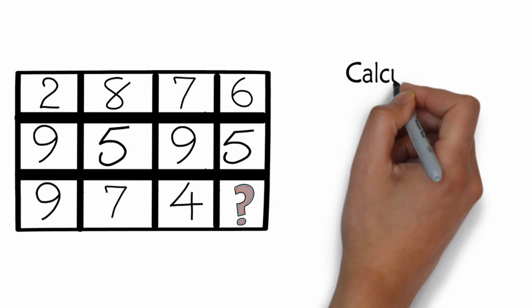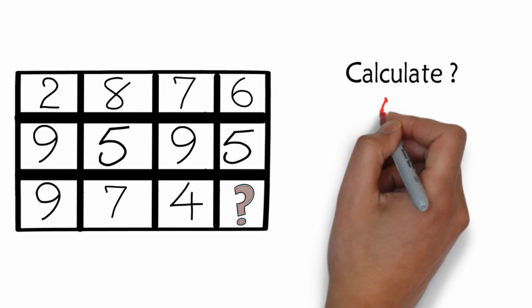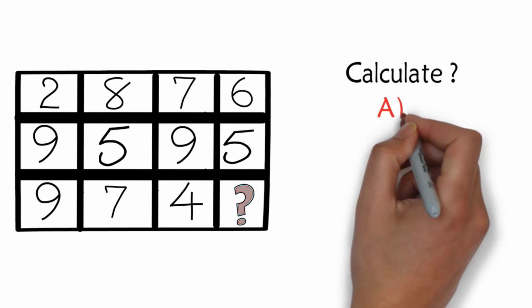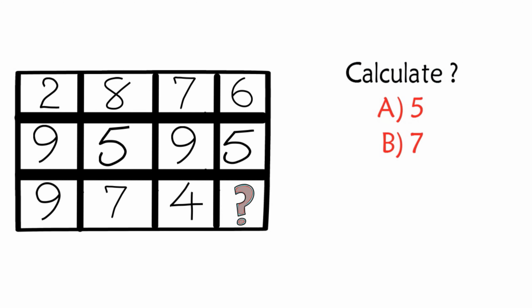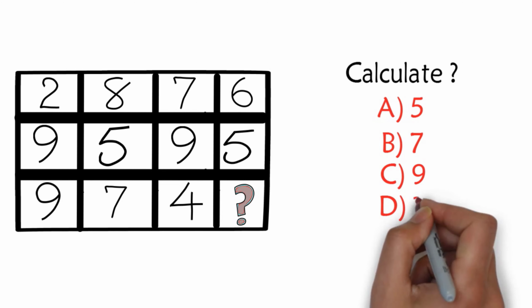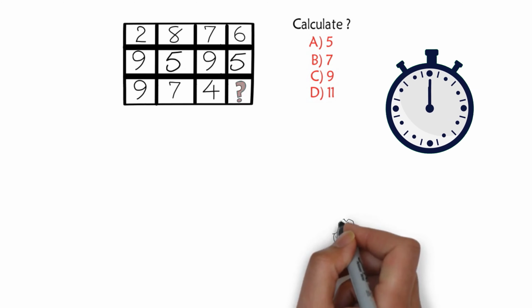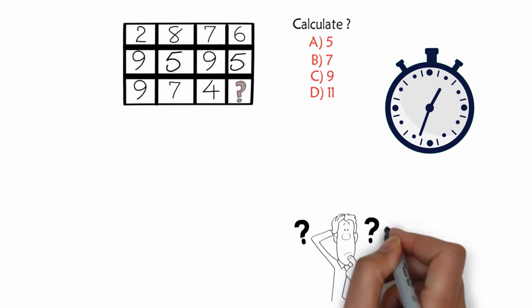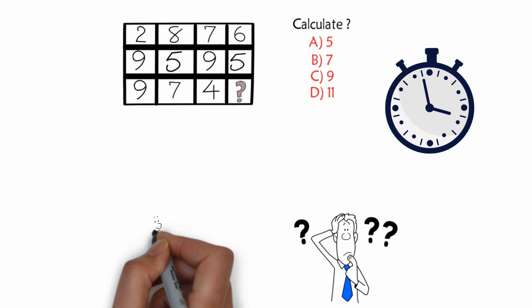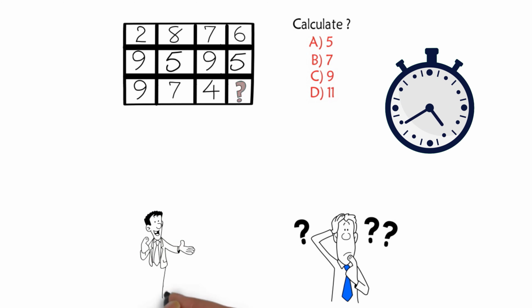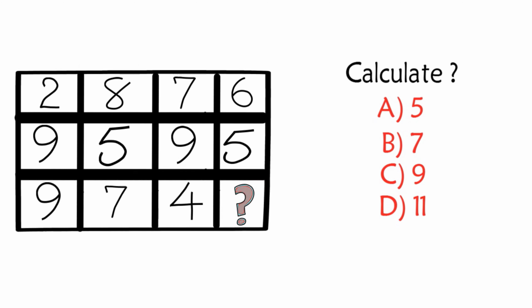And this is exactly what you need to calculate. You can choose from one of 4 different choices. Choice A, 5. Choice B, 7. Choice C, 9. And then choice D, 11. Do you think you can come up with the answer? Give yourself 5 to 10 seconds. This is about as much time as you will get on the test. Let's continue to see how we can get to the correct answer together.